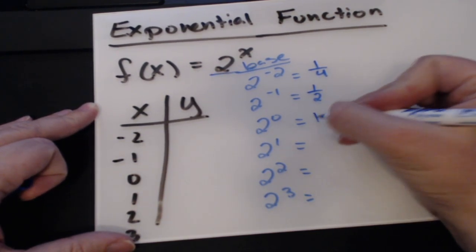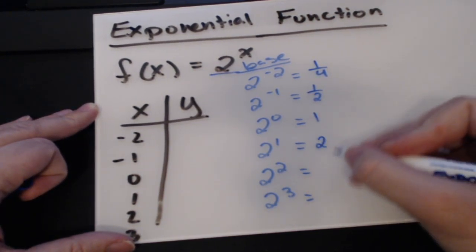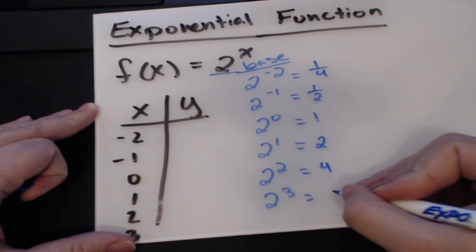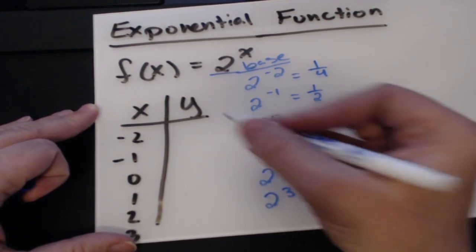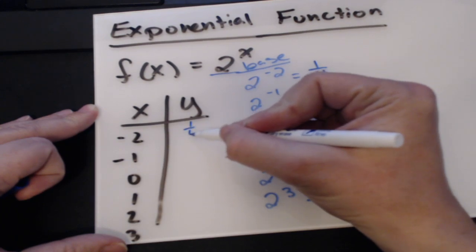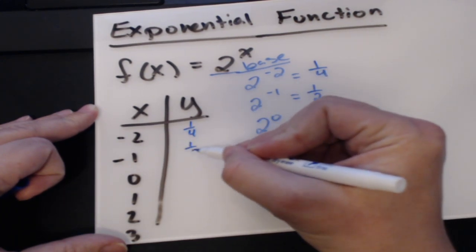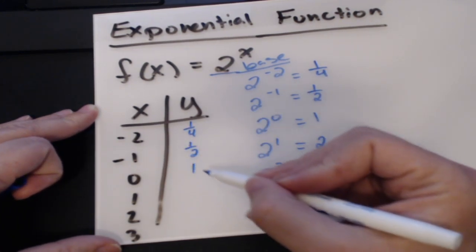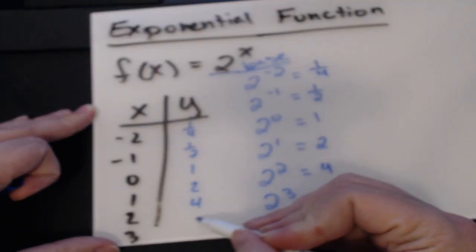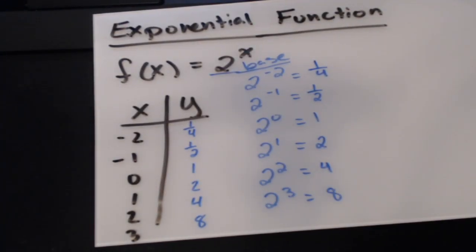Anything to the 0 power is 1. Anything to the 1 power is itself. 2 squared is 4. 2 cubed is 8. All right, so you just found all the values that go here: 1/4, 1/2, 1, 2, 4, 8. All right, nothing particularly crazy, I hope.